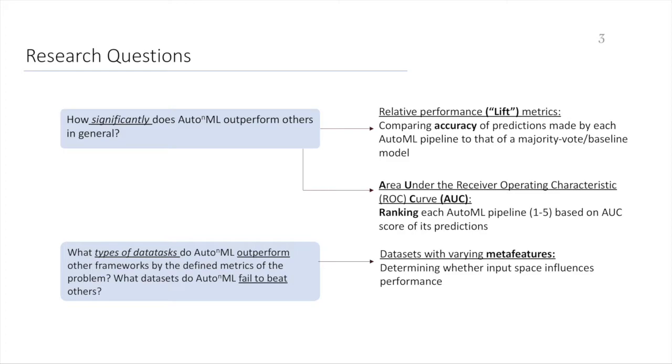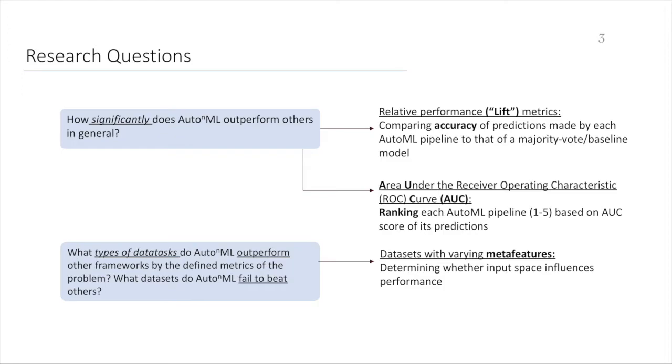To answer this, we use relative performance metrics such as lift, which compares the accuracy of predictions made by each AutoML pipeline to that of a majority vote baseline model. We also use an AUC score metric. For each data task, we compare the AUC scores of the pipelines evaluated and rank the pipelines between 1 to 5.